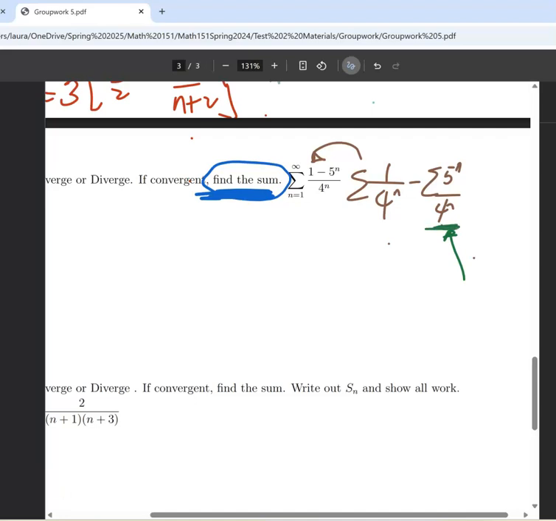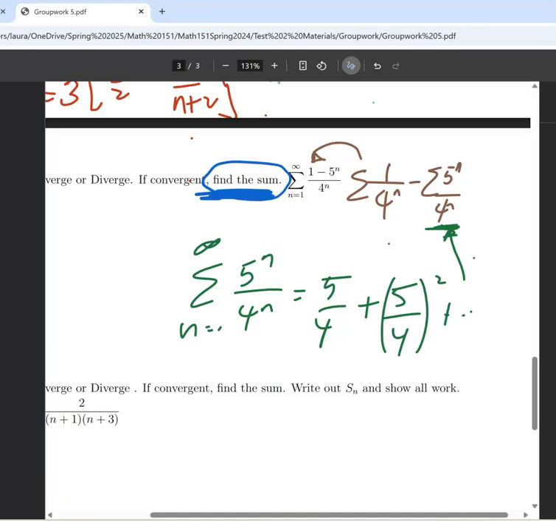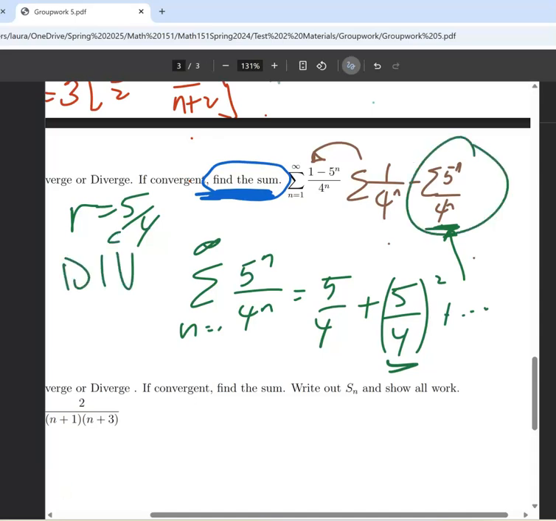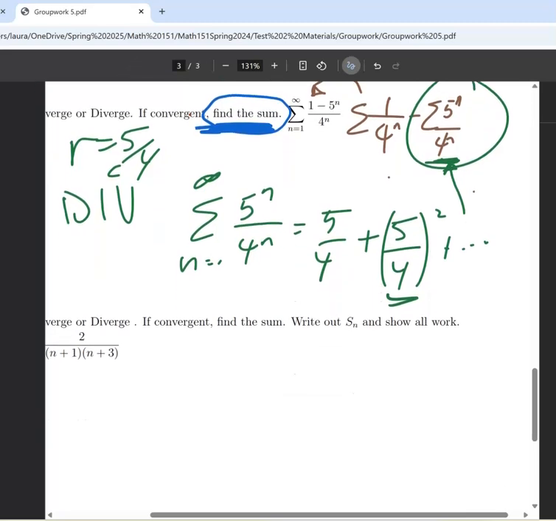Can you see it? 5 to the n over 4 to the n, n equal 1 to infinity. If I write out the first few terms, what do you see? Wait a second. Isn't r equal to 5/4? So that means that this sum diverges. So if one of the sums diverge, what do you know about the whole sum? Therefore, the whole sum diverges.